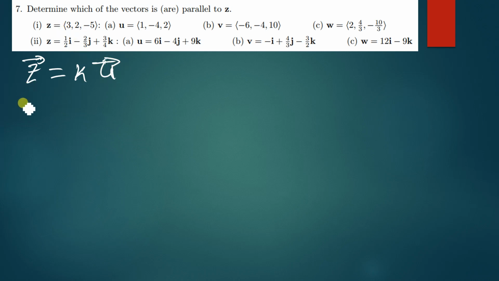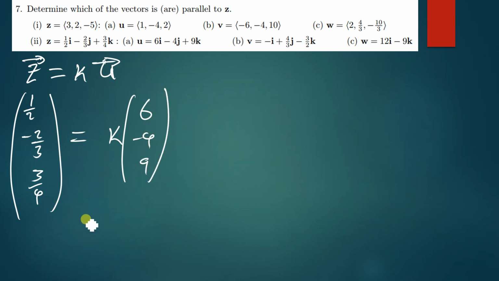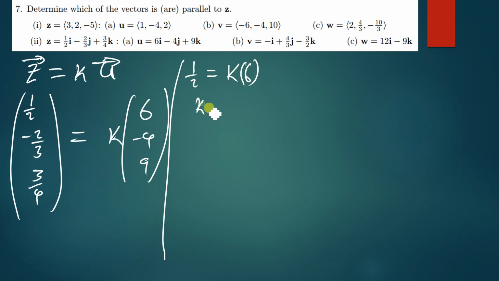So z here is 1/2, -2/3, 3/4, and you are saying this is equal to k times the vector u, which is 6, negative 4, and 9. So we first find the first value of k. We get a half on this side, equal to k times 6. When we divide everything by 6, we get k as 1 over 12.